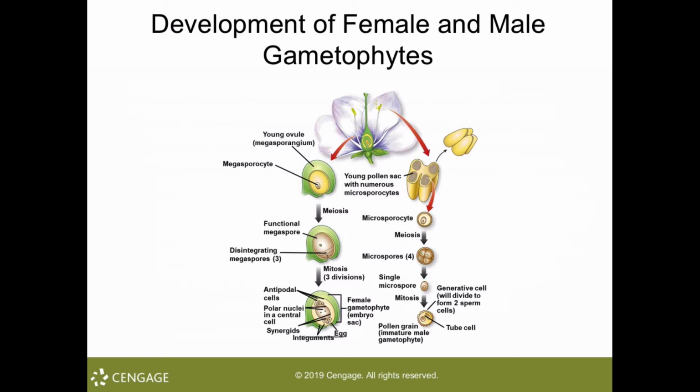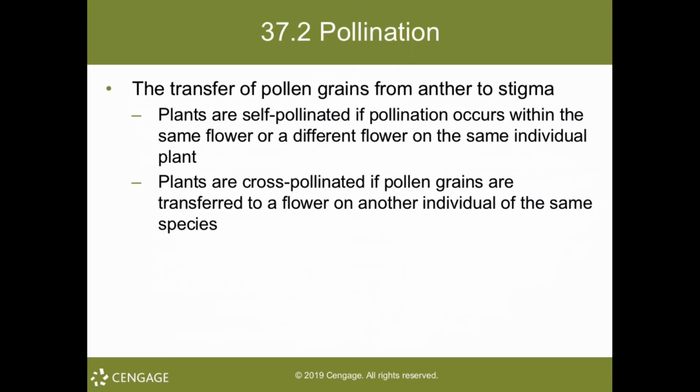I'll now continue. So we'll now get to what is called pollination. I'll make pollination blunt. Before fertilization can occur, pollen grains must travel from the anther, where they form, to the stigma, the sticky stigma as I sometimes say. The transfer of pollen grains from anther to stigma is known as pollination. Plants are self-pollinated if pollination occurs within the same flower or a different flower on the same plant. When pollen grains are transferred to a flower of another individual of the same species, this is termed cross-pollinated.